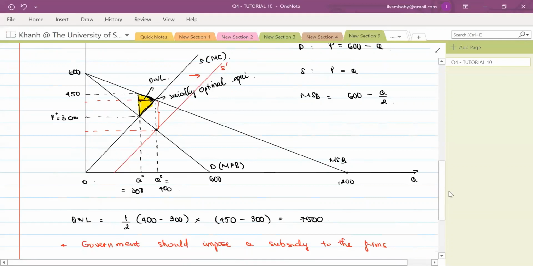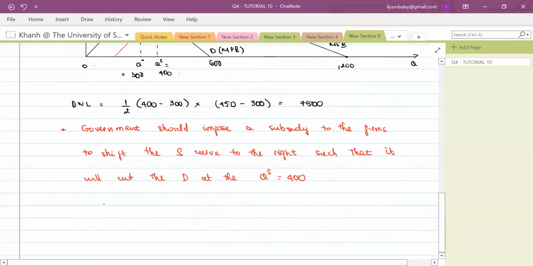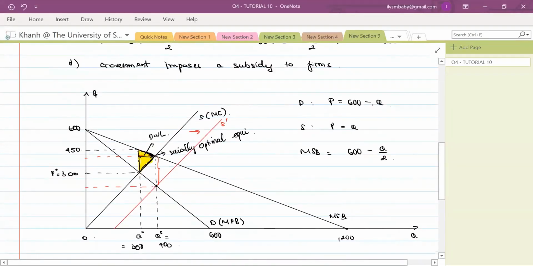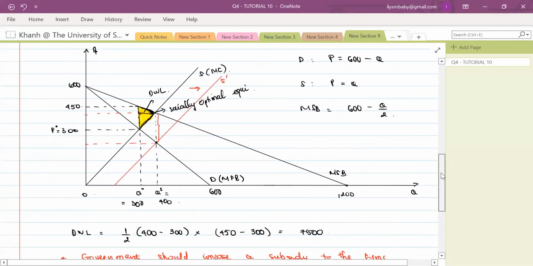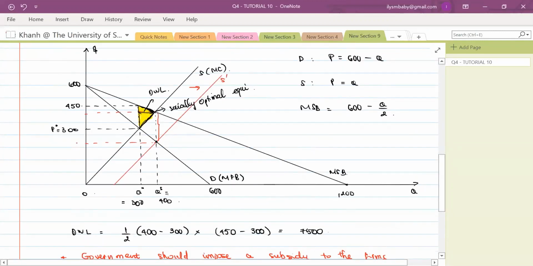Okay, so at quantity QS equal to 400, the marginal private benefit is just going to be the demand curve. So that's the point over here. Okay, so if we go to the demand curve, quantity 400, then the price is going to be 200. So that is going to be the point over here.